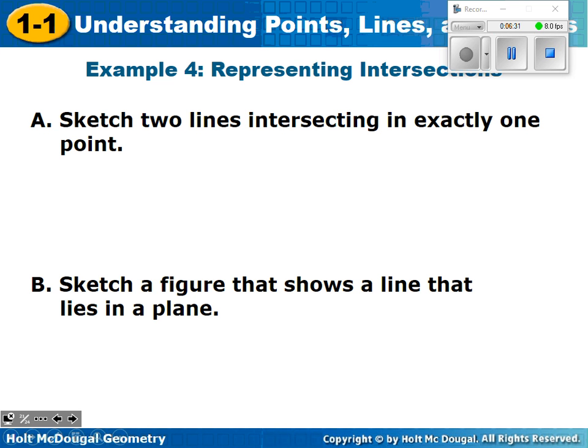Once you get those 2 done, go over to the right and do the last one. So these 2. Good.